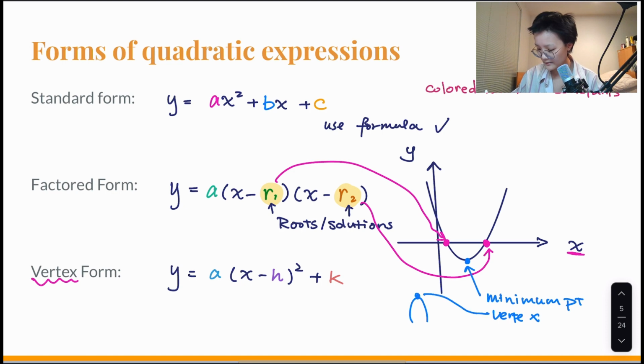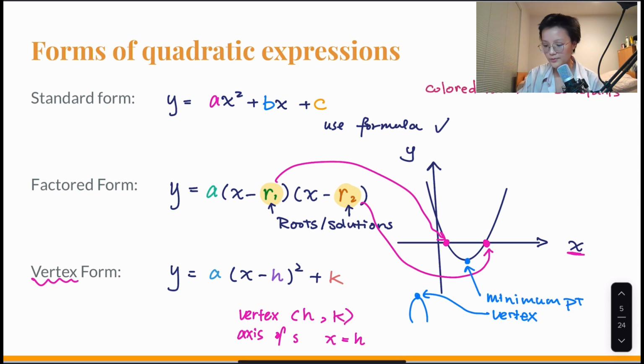If we have the vertex form of this quadratic equation, we can directly say that the vertex is (h, k). And also the axis of symmetry is x equals h. This one is mostly useful if we want to consider translation or transformation.